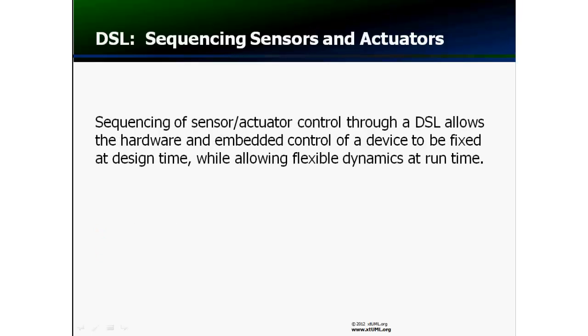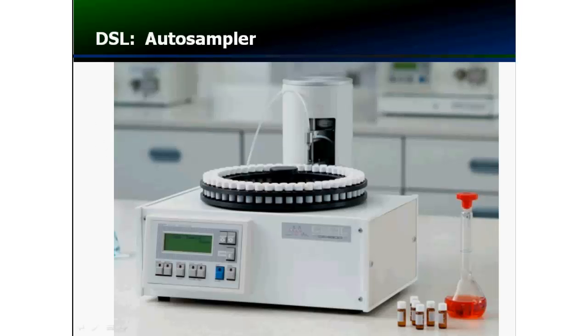The sequencing of the sensor actuator control through a DSL allows the hardware and the embedded control of a device to be fixed at design time, while allowing flexible use when the device is in the hands of the user. Another device that can use a domain-specific language is an autosampler, and I will introduce how an autosampler works here, because in another demo to follow we will show a domain-specific language for the autosampler.